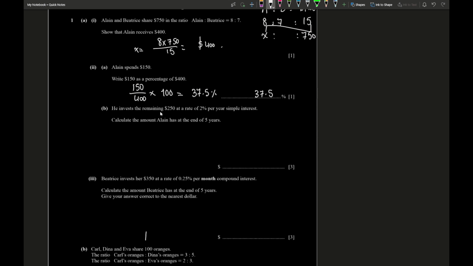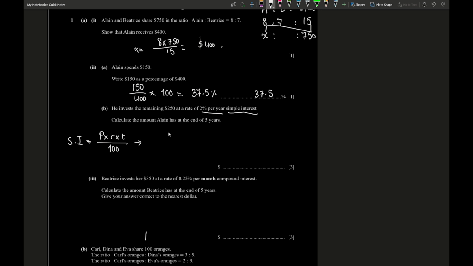Part B. He invests the remaining $250 at a rate of 2% per year. Simple interest. Okay, so that's a simple interest question. Calculate the amount Alan has at the end of the 5 years. You should know that the simple interest formula is given by simple interest is equal to the principal amount multiplied by the rate times the time in years or in months, it doesn't matter, depending on the rate, all divided by 100.